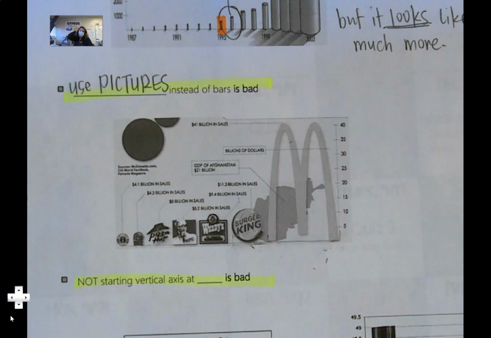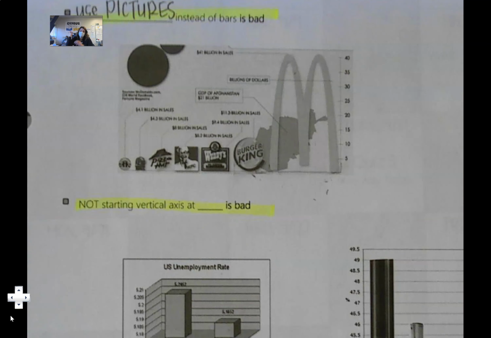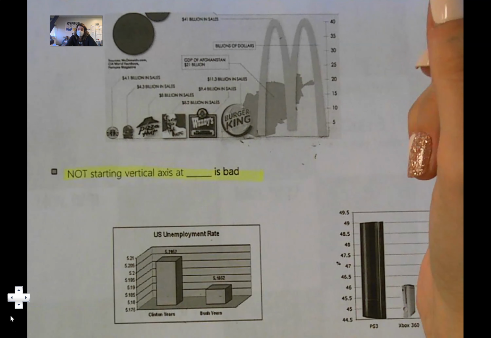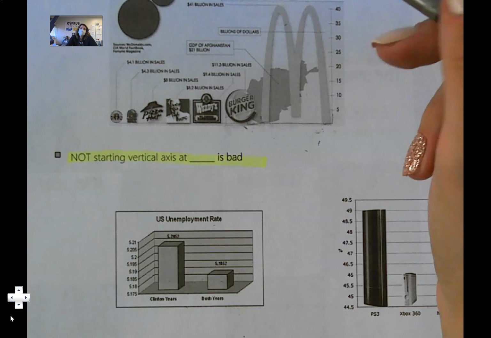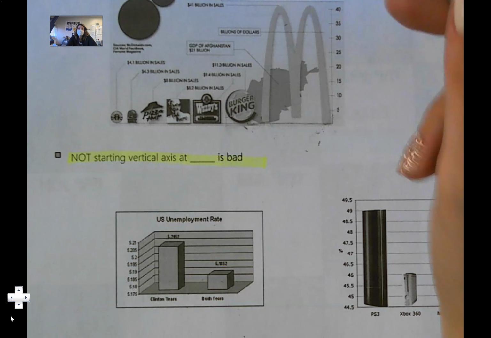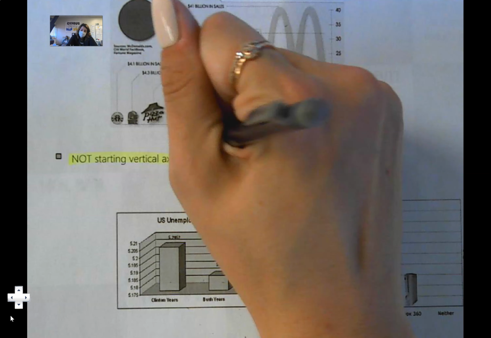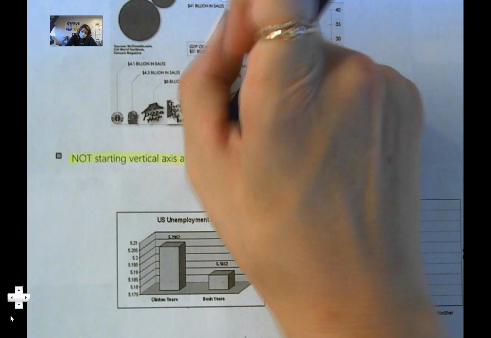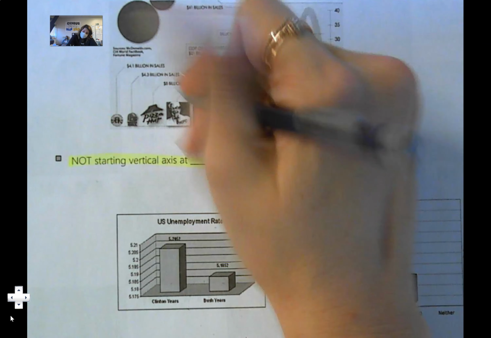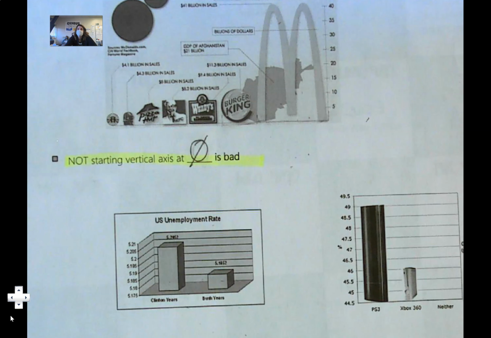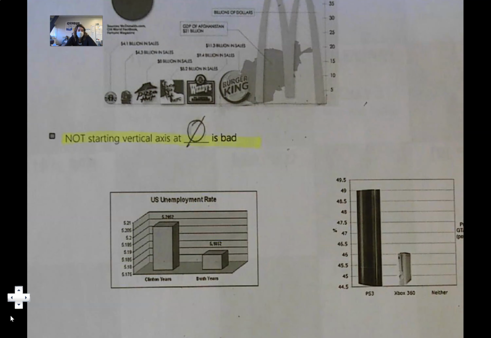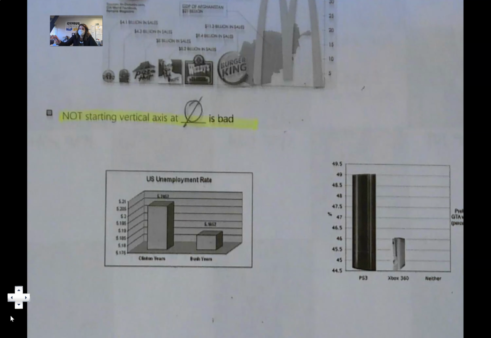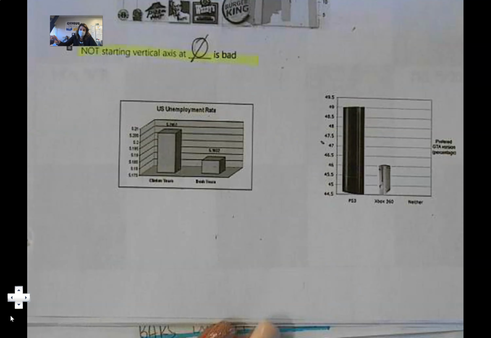Okay. And then the last one is the most frequent one, I would say. And this is when you start your vertical axis at a number other than 0. So not starting at 0 is bad. Not starting your graph at 0 is no bueno. Not good. And you have 2 examples of this below.